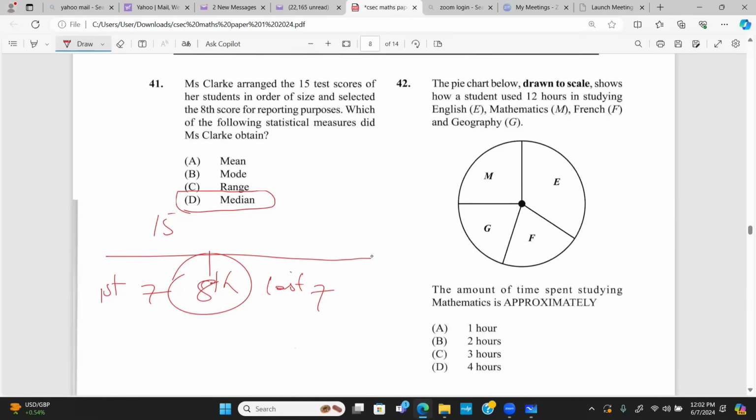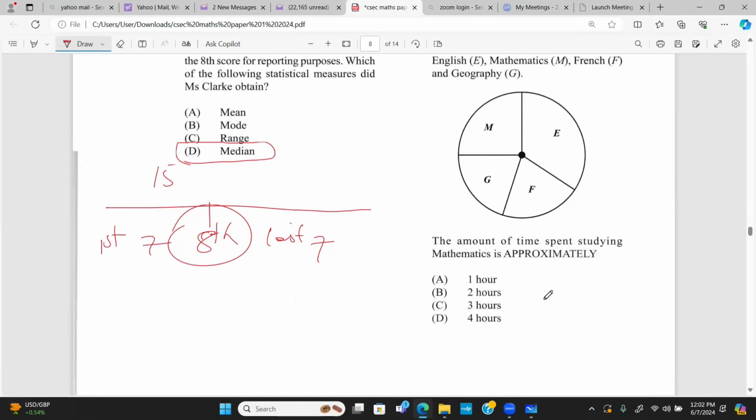Pie chart shows below, not drawn to scale, how students use 12 hours in studying English, math, French, geo. All right, not drawn to scale, but I guess we're going to approximate. The question says, the amount of time spent studying mathematics. Well, taking a good look at this, mathematics is almost a quarter. So you want to find a quarter of 12. So that is 3. So basically, I'll pick 3 hours there and we're good.